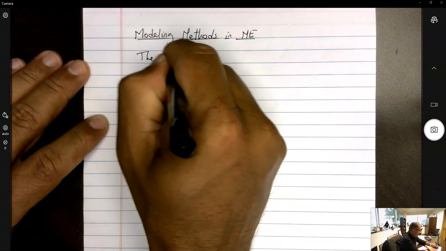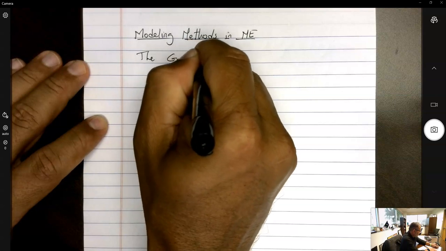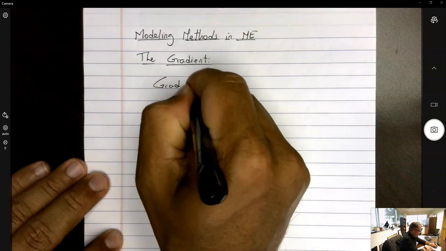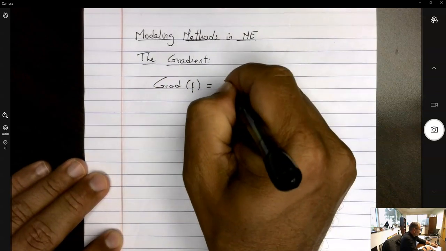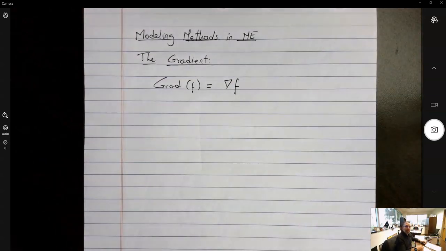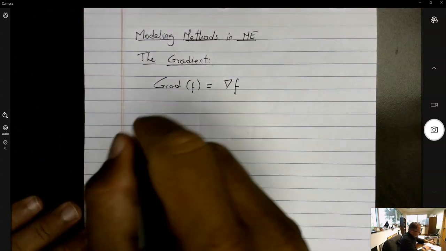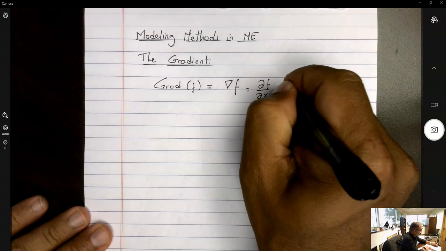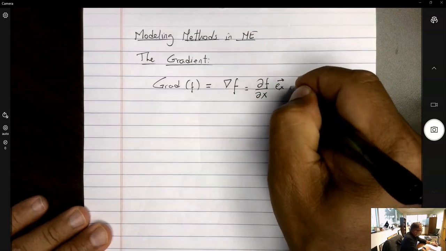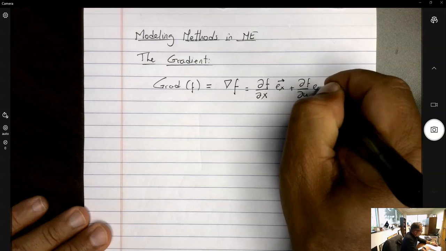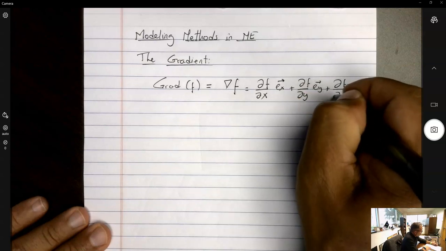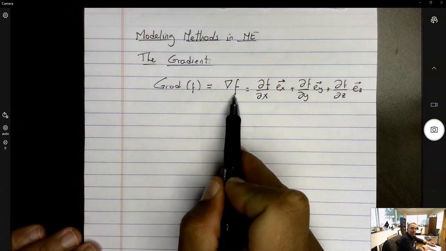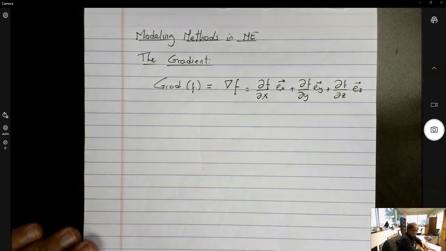Let's just recast the concept of the gradient, which means that the gradient of a function, which we can short notate as nabla f, we can read this as del f, is in fact, in Cartesian coordinates at least, the derivative of f with respect to x in the x direction, the derivative of f with respect to y in the y direction, and the derivative of f with respect to z in the z direction. So we turn a scalar function f into a vector. And that's what the gradient does.